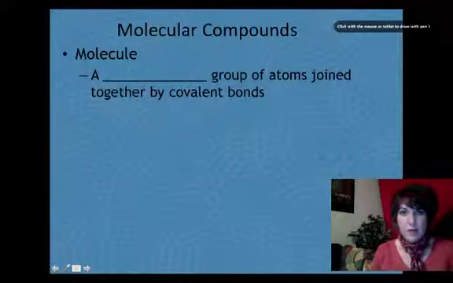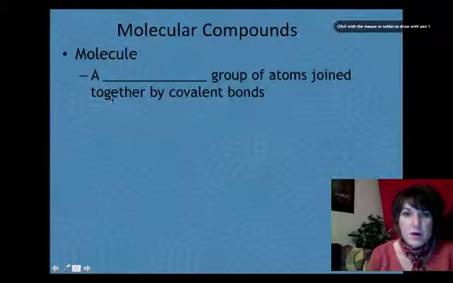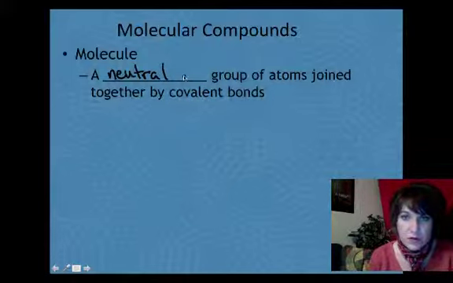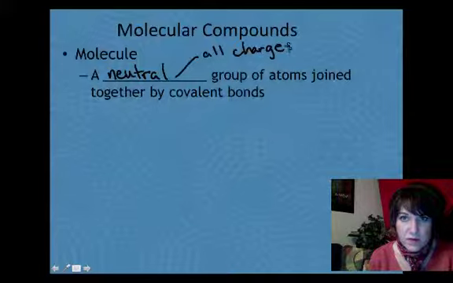Molecular compounds, remember, are those that are covalently bonded. So a molecule consists of a neutral group of atoms. None of them are charged particles. Well, some of them may be charged particles. A neutral group of atoms, though, means that all charges add up to 0, and they're joined together by covalent bonds.